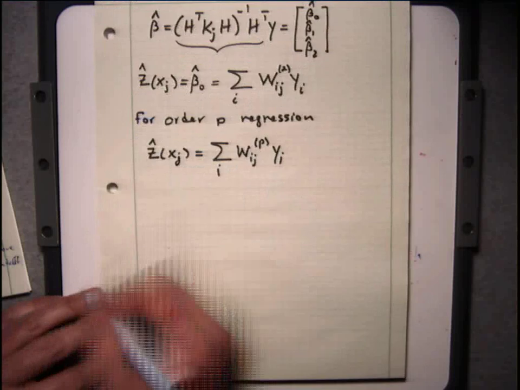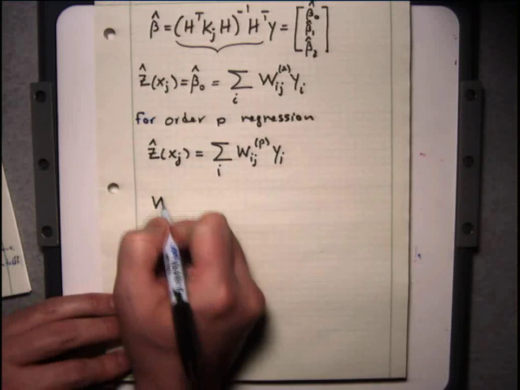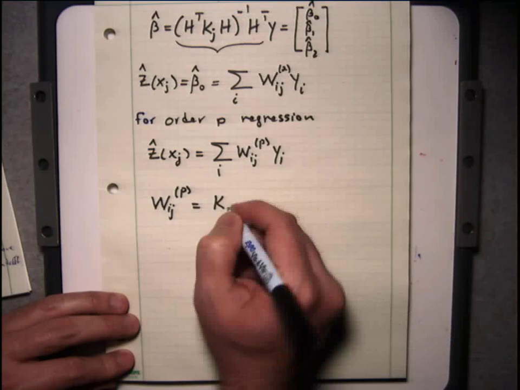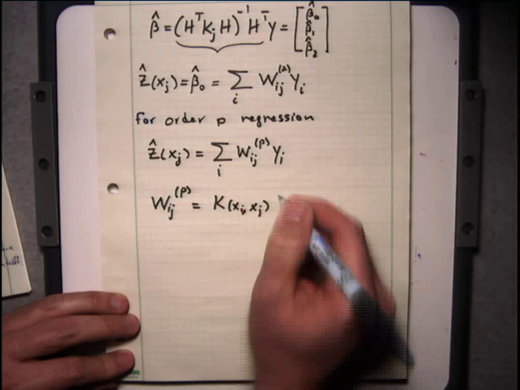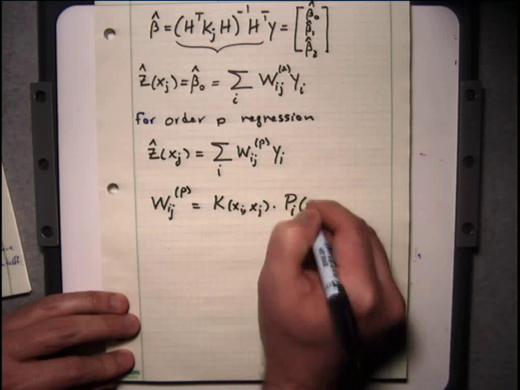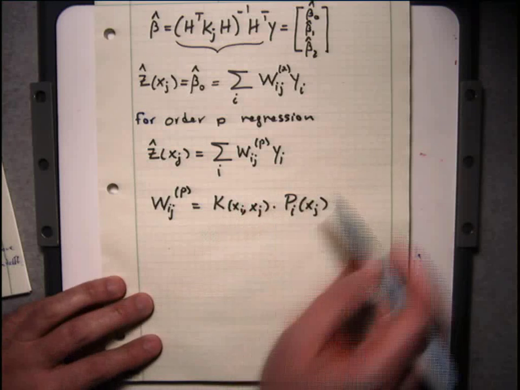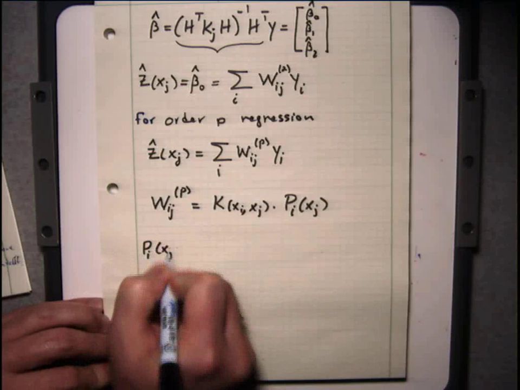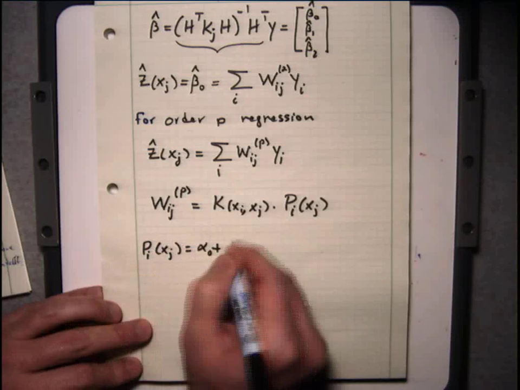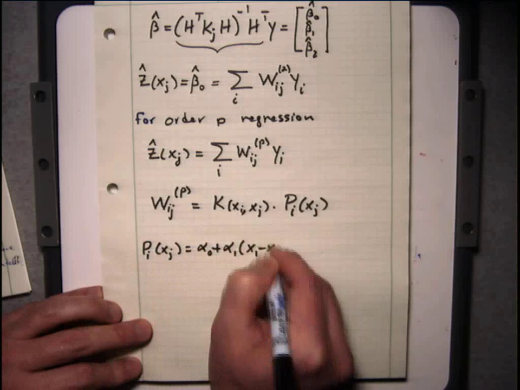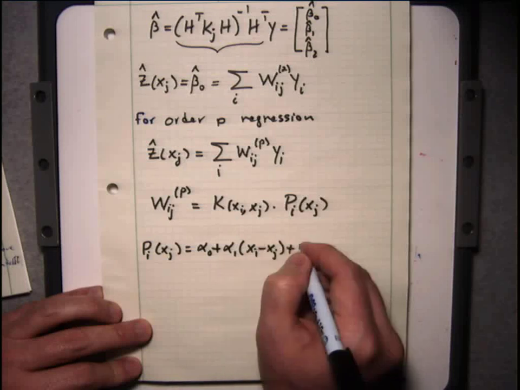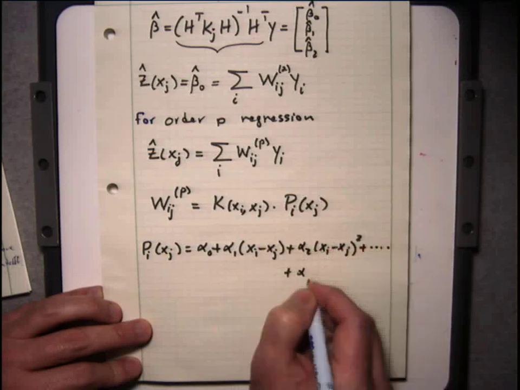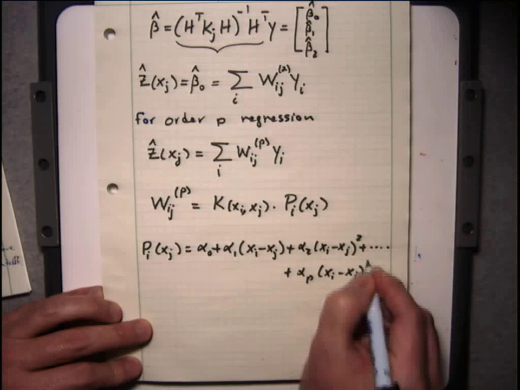Now, I'm not going to prove it to you, but the coefficients wij of order p are basically the kernel k of xi minus xj times pi of xj, where these pi's turn out to be polynomials. And here's what they are. pi of xj is alpha 0 plus alpha 1 times xi minus xj, plus alpha 2 times xi minus xj squared, and so on, plus alpha p times xi minus xj to the p.